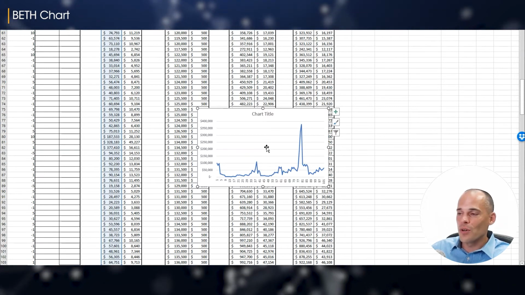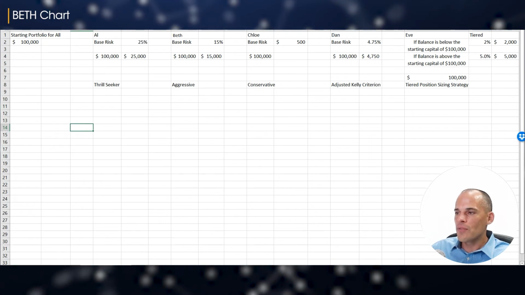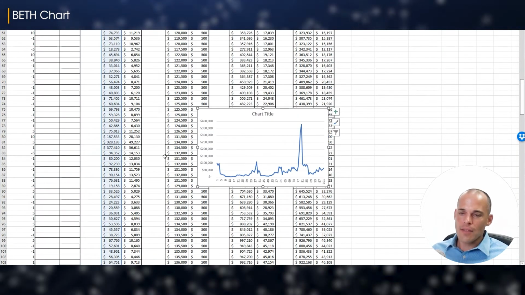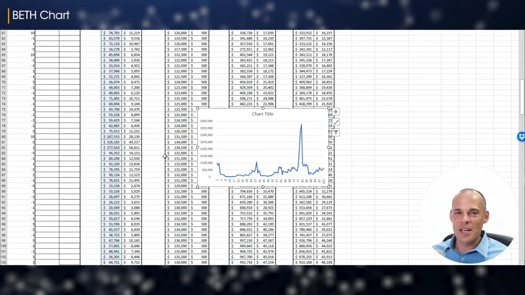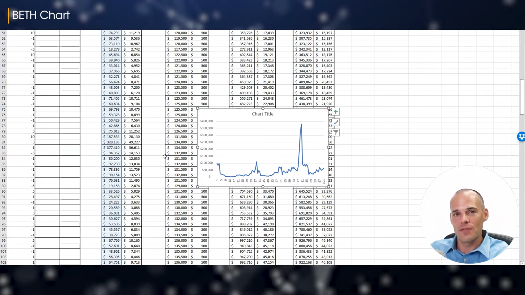What's going on with her position sizing strategy? Well, she was using 15%, as I pointed out here. The problem with 15% is it's way too much. Math is not fair, okay? Especially in the trading and investing world. A 50% loss is not the same thing as a 50% gain.